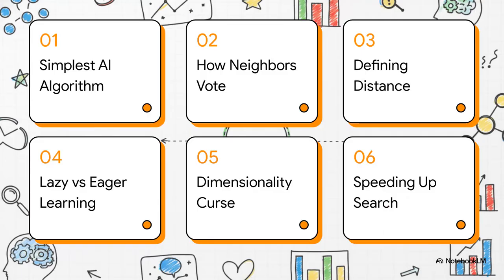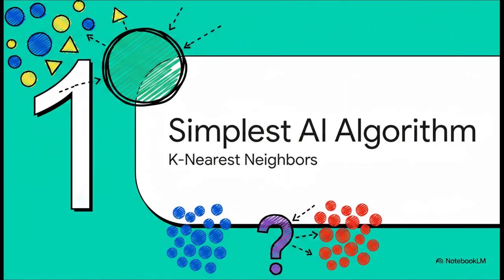Here's our roadmap for today. We'll start with the simplest AI algorithm, look at how nearest neighbors vote, and define mathematical distance. Then we'll tackle lazy versus eager learning, the curse of dimensionality, and wrap up with speeding up the search. All right, let's kick things off with Section 1, the simplest AI algorithm.